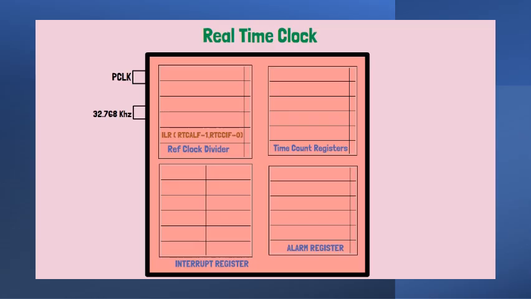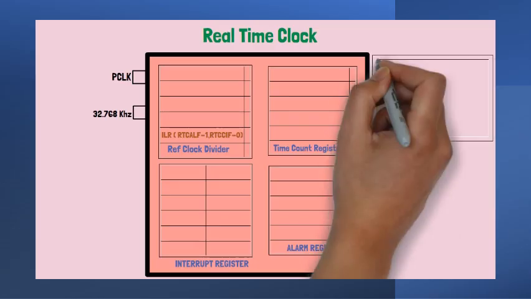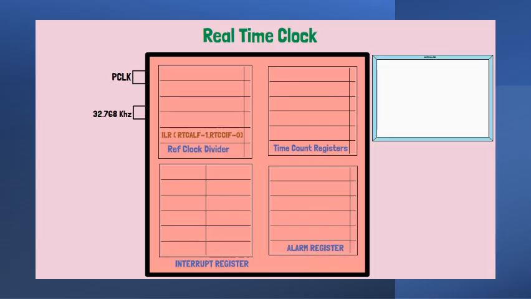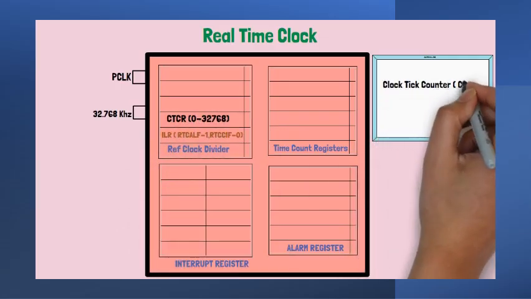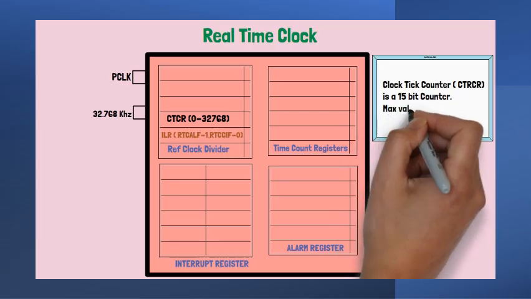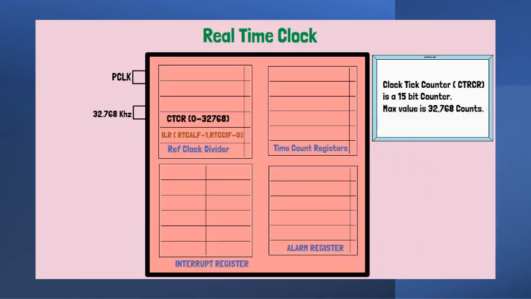The real-time clock, or the RTC, is a set of counters for measuring time. RTC requires an accurate 1-second clock pulse to maintain time and date functions. Please note, a 15-stage binary counter has a maximum value of 32,768. The 15-stage binary counter is named as clock tick counter.